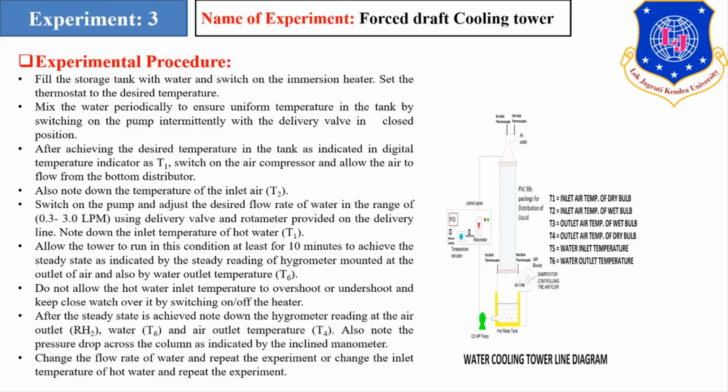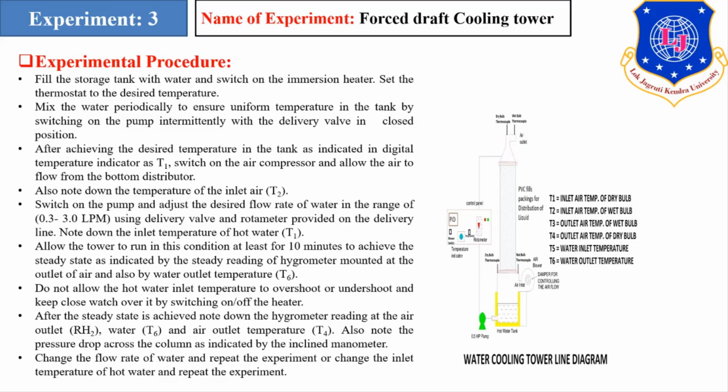After that, by using the delivery valve and also the rotameter over the delivery line, we will adjust the flow, and then we will note down the inlet temperature of the hot water, that is T1. Then we will allow this tower to run in this same condition for at least 10 minutes so that we can achieve a steady state condition. After that steady state, we will note the outlet temperature of the water and air both.